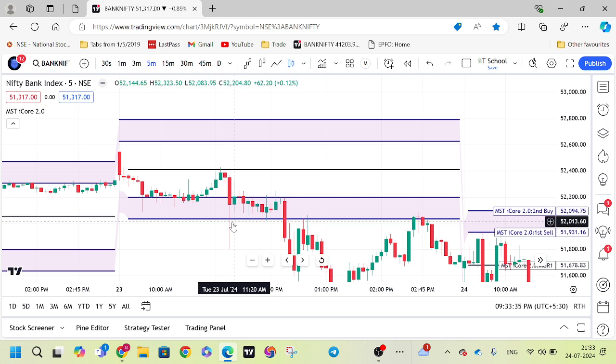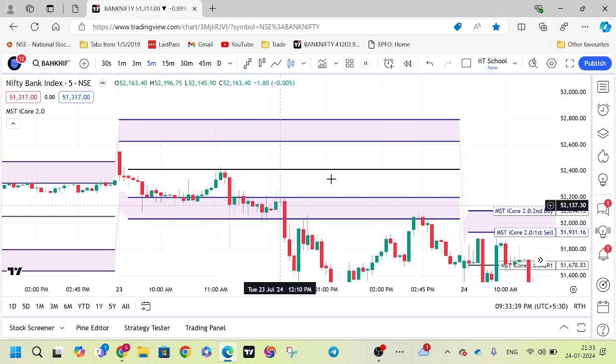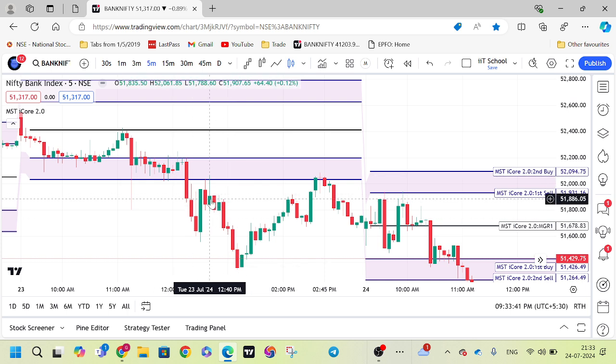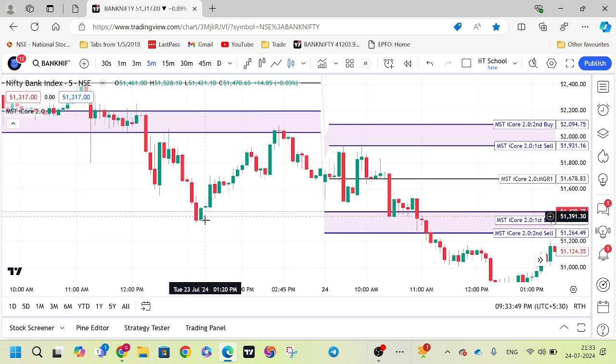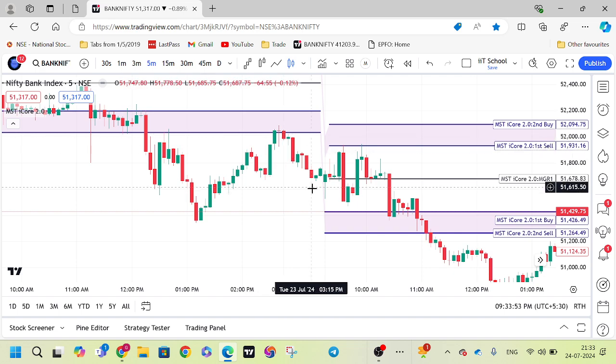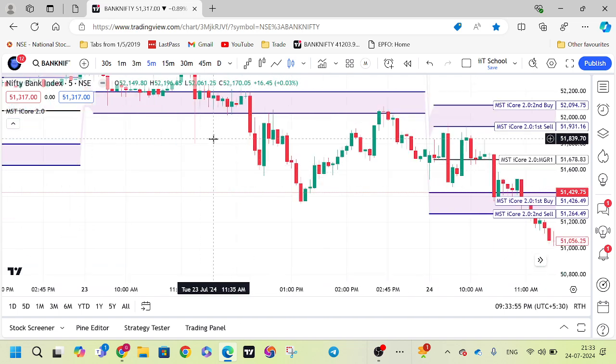After that our second sell activated. There also we got the target hit. Then there was a sideways market. Then in the afternoon, in the noon time, our second sell activated. Again, all the targets were hit. Here also one second sell activated. Again, targets hit. So this is what happened yesterday.